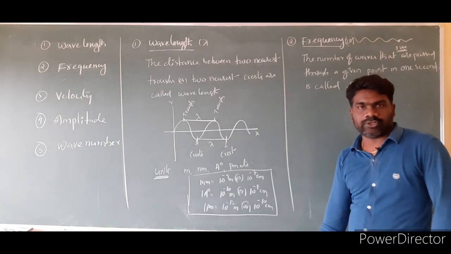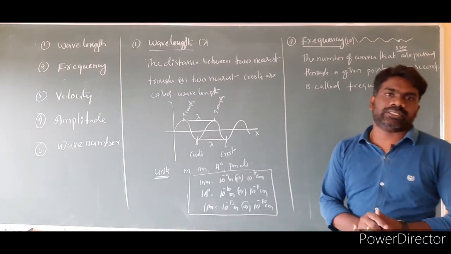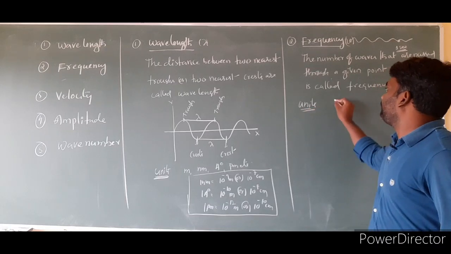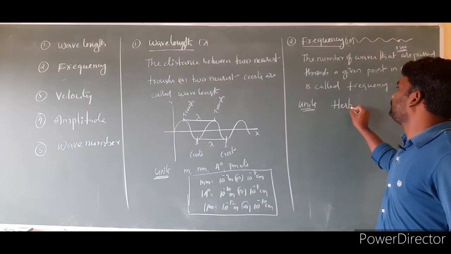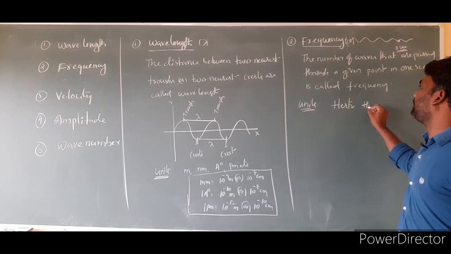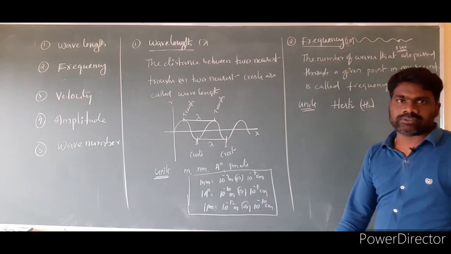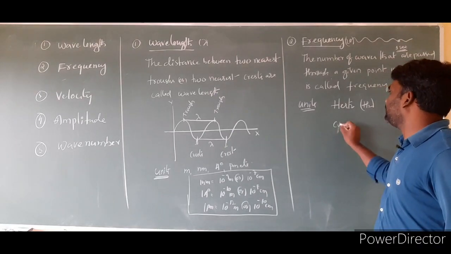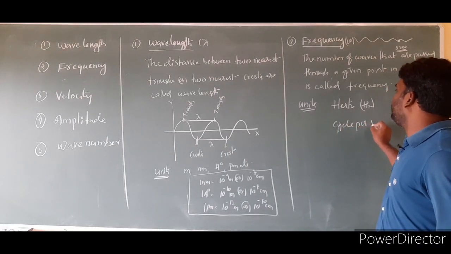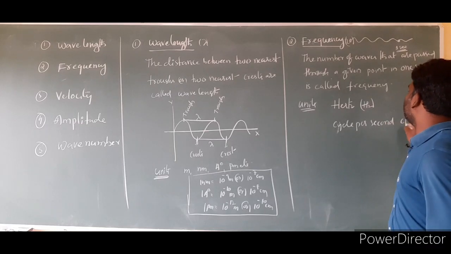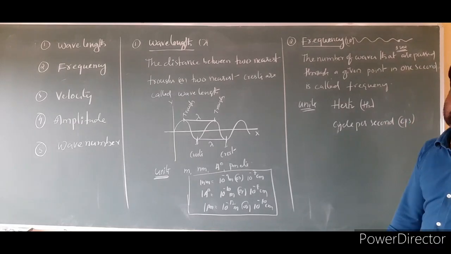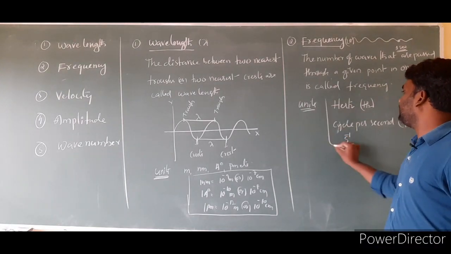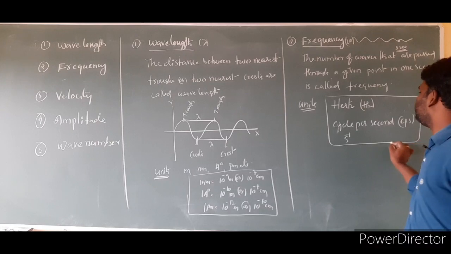Frequency is denoted with the letter nu, and now the units of frequency. The first one is Hz. We have a scientist's name, we are representing in the form of Hz. So frequency is measured in terms of Hz, or you can measure in the form of cycles per second, CPS, or frequency can be measured in terms of second inverse. So these are the units of frequency.